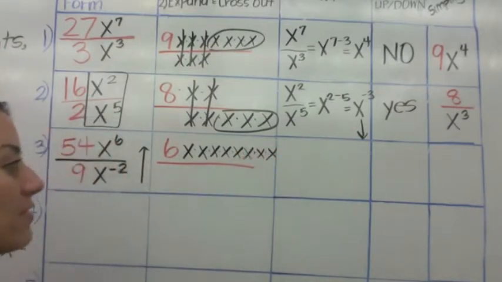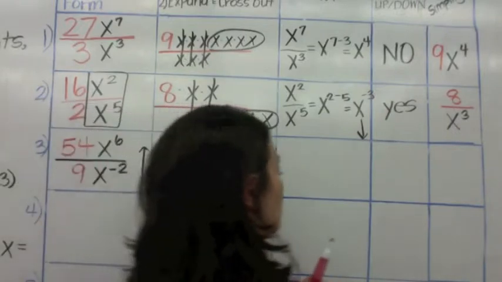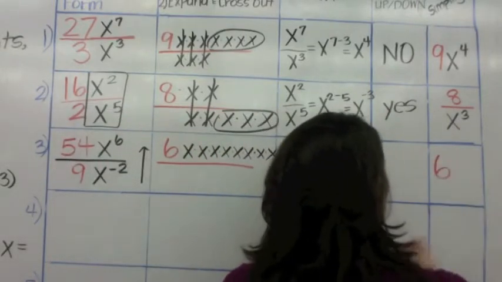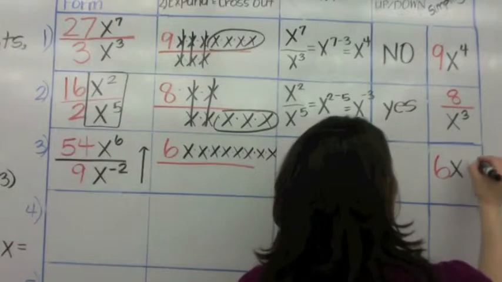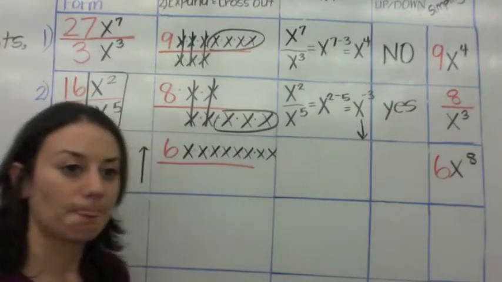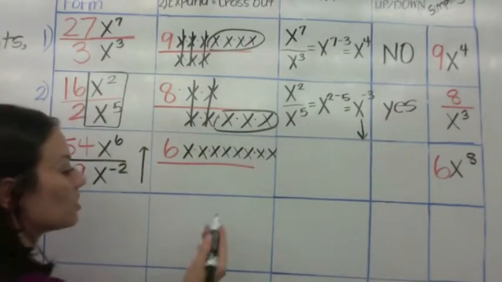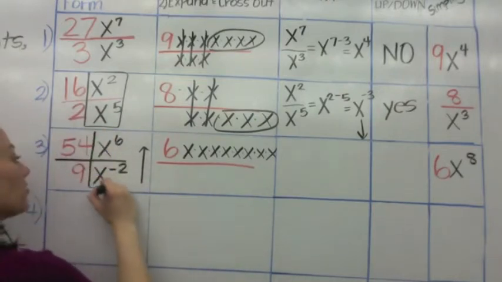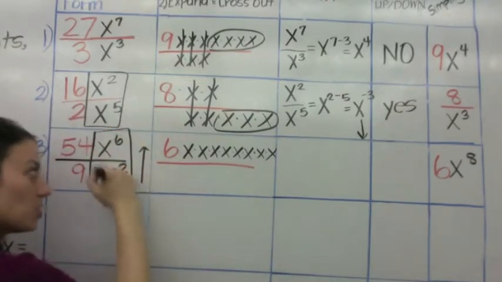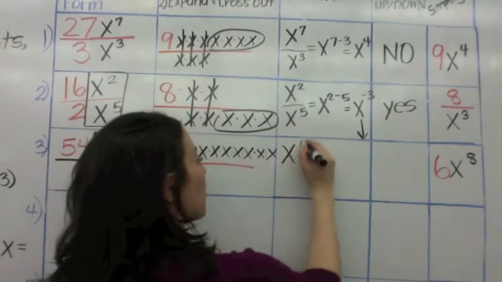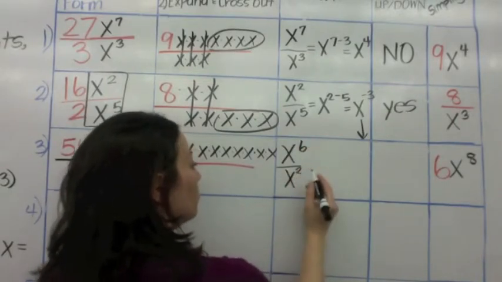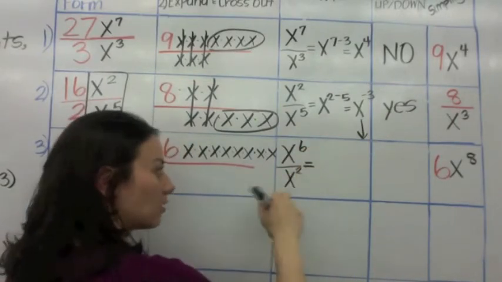How many x's do you have now? 6 plus 2 is 8. So really this is 6x to the power of 8. Okay? And when you subtract, you're going to put a box around your exponents. You're going to just subtract these and say x to the power of 6 over x to the power of 2. You have to subtract because they're being divided.